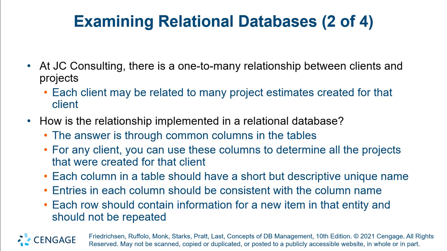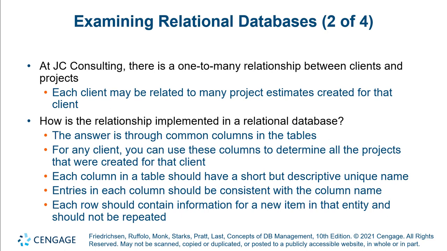So how do relationships come into play? Well, relationships are kind of what connect the two tables together or multiple tables together. In our example of JC Consulting, right, we have a one-to-many relationship between our clients and our projects, meaning that one client can have many projects. There's that one-to-many relationship. And the way that we implement that relationship between two tables, the way that we tie them together, is by having them share a common attribute, a common column within both tables.